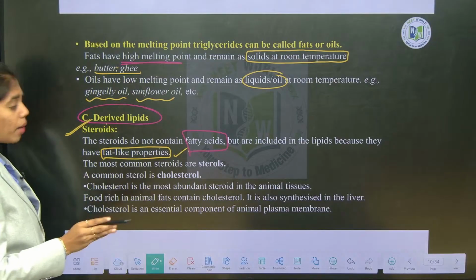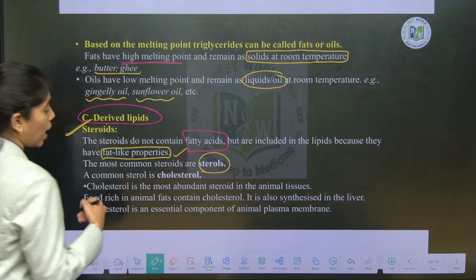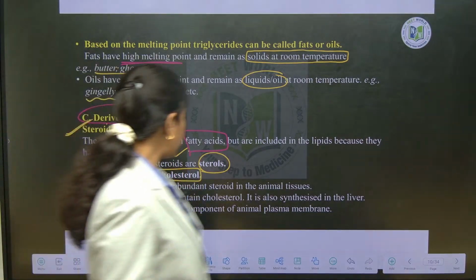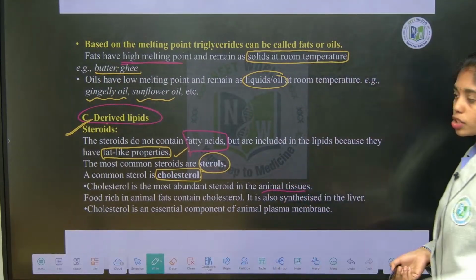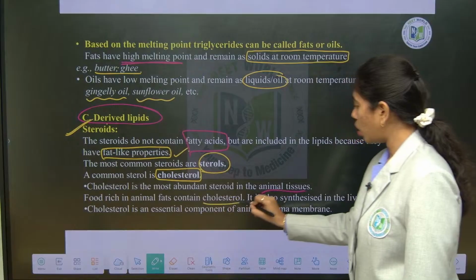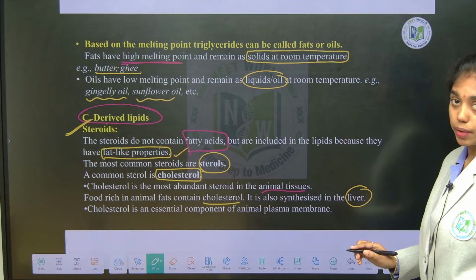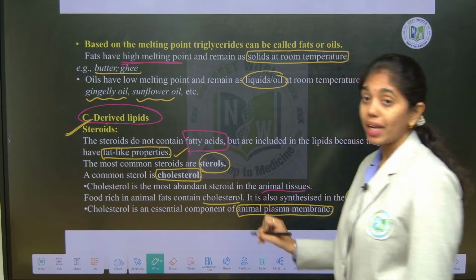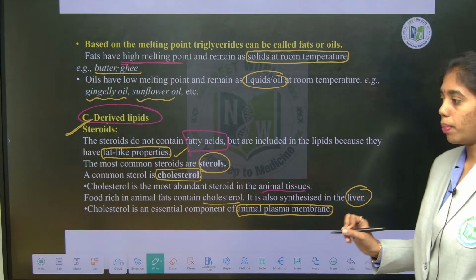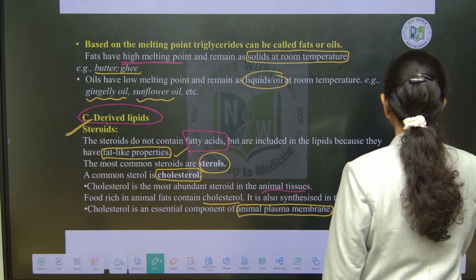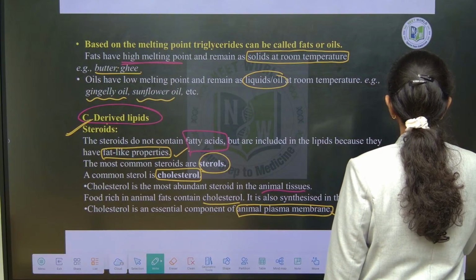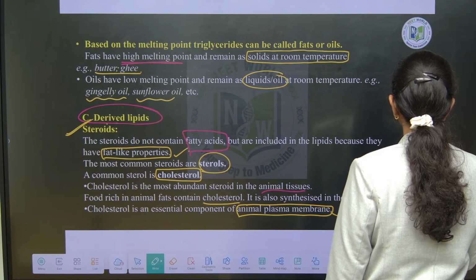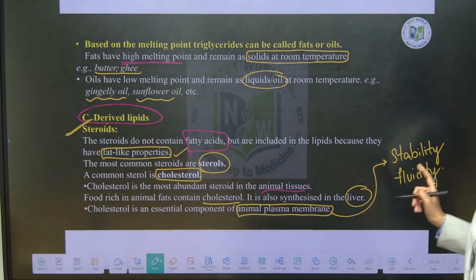The most common steroids are sterols. A common sterol is cholesterol. Cholesterol is the most abundant steroid in animal tissues. Food rich in animal fats contains cholesterol. It is also synthesized in the liver. Cholesterol is an essential component of the animal plasma membrane, which maintains the stability and fluidity of the plasma membrane. Till here everything is clear, right?